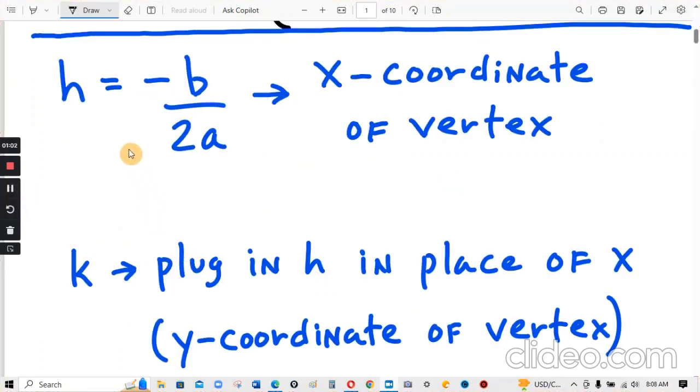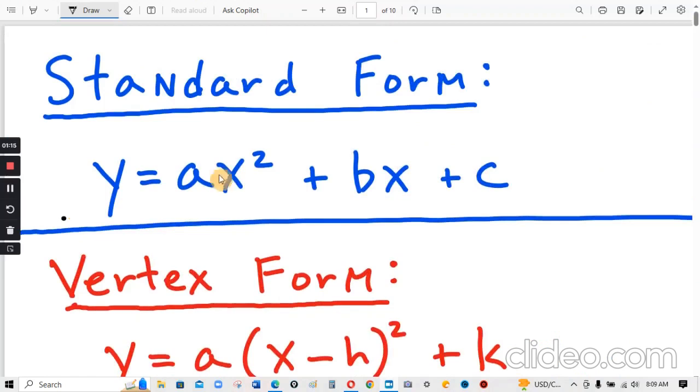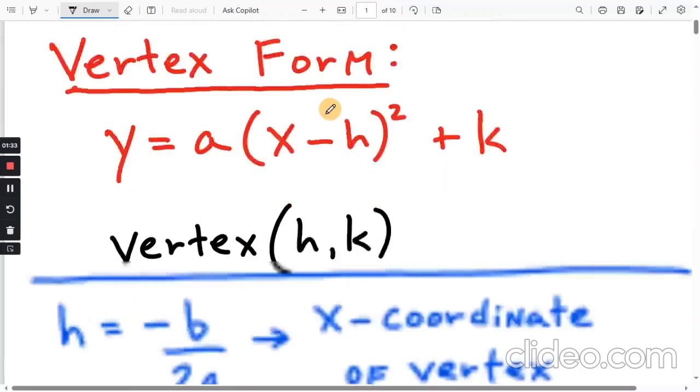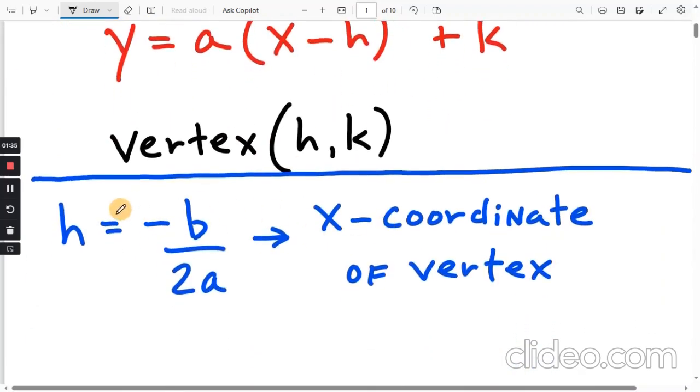So if you recall the formula for obtaining the x-coordinate of the vertex, which is represented by the letter h, that's going to be negative b divided by 2a. If you look at the equation in standard form, b is going to be the coefficient times x, and a is going to be the coefficient times x squared. So you get the a and the b from the quadratic equation in standard form, and you can use this formula to solve for h, the x-coordinate of the vertex.